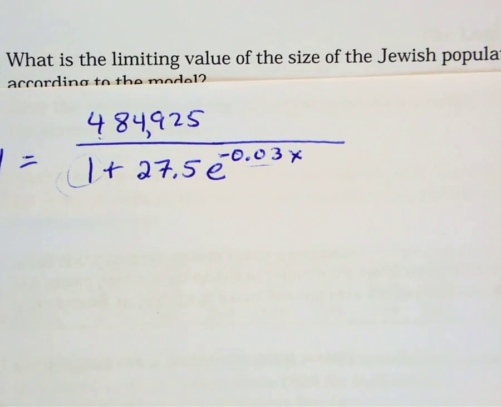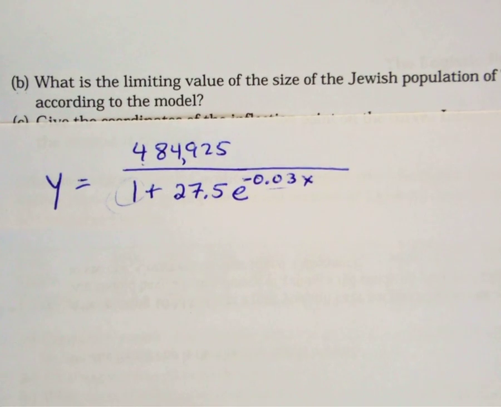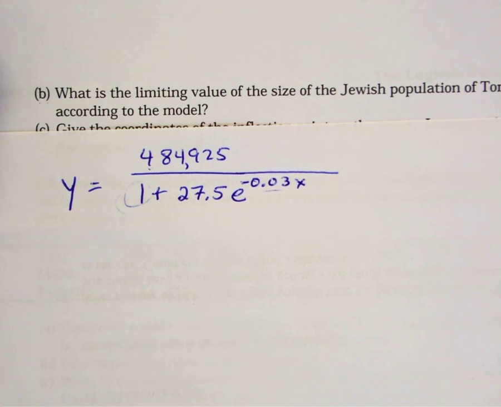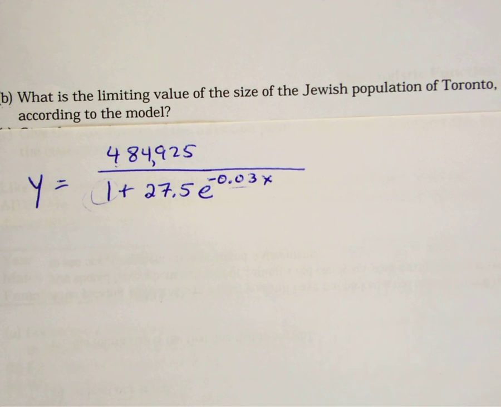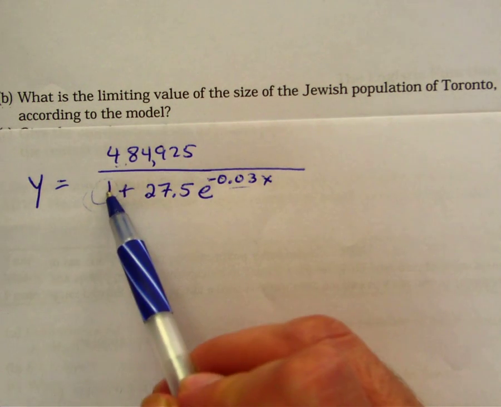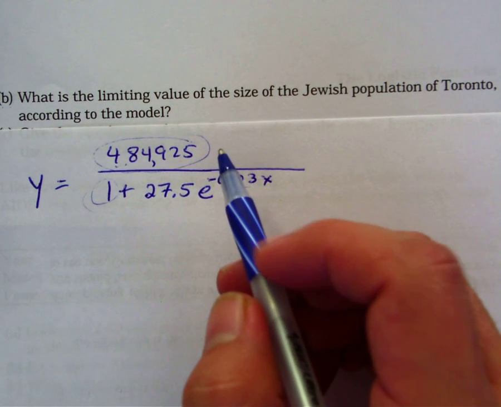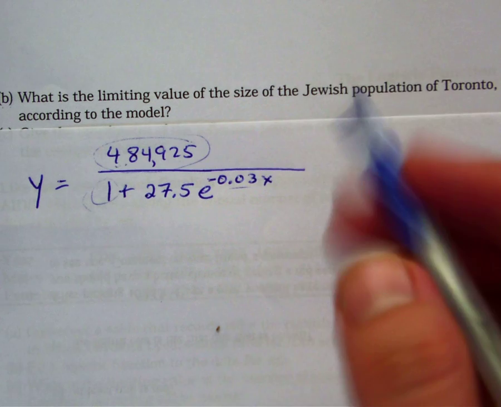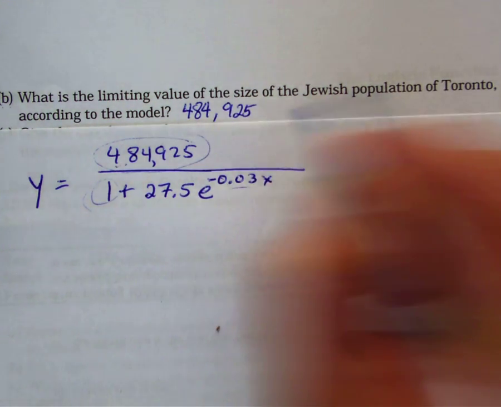So let's look at the next question here. The next question says, what is the limiting value of the size of the Jewish population of Toronto according to this model? So if you remember, that is the limit to growth. It's the highest value, the top horizontal asymptote that we're going to have for this particular logistic model. And I just said it's nice that it's over 1. So it's just going to be this value over here. So our horizontal asymptote, which is the limiting value, is going to be 484,925 people.